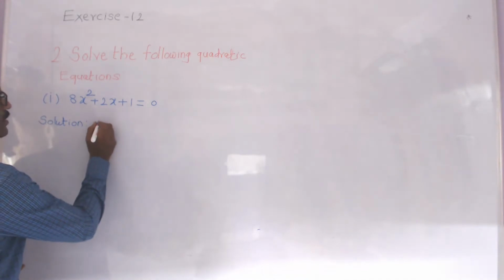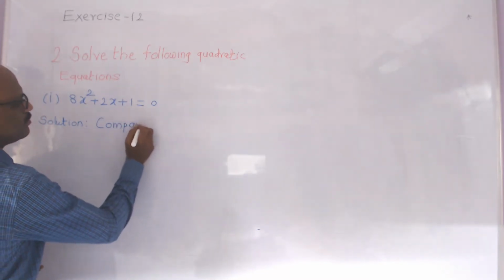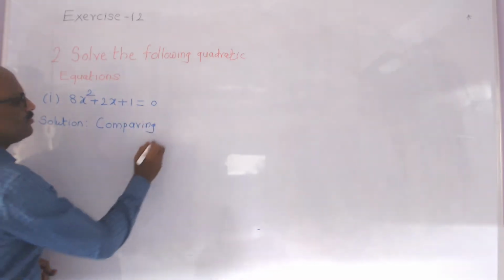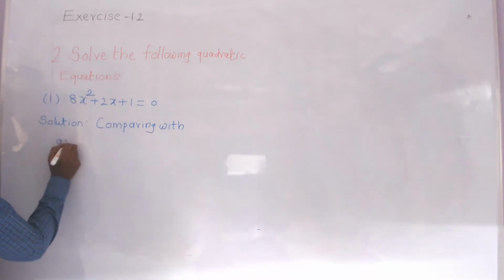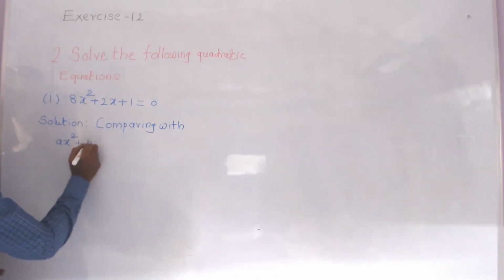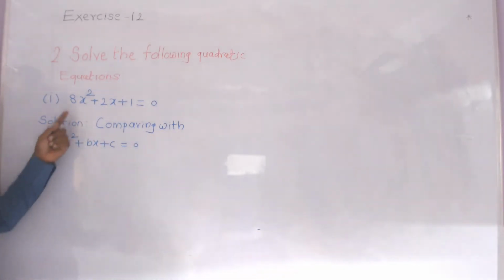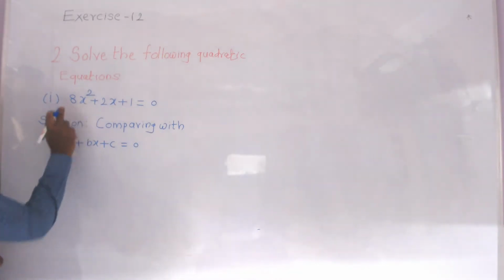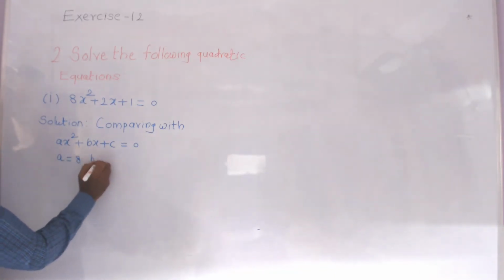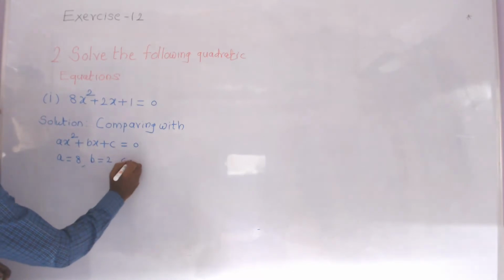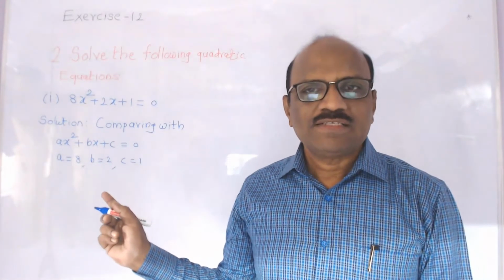Now here, comparing this equation with ax square plus bx plus c equals 0. What is the value of a? a is equal to 8, b is equal to 2, c is equal to 1. The values of a, b, c are: a is 8, b is 2 and c is equal to 1.